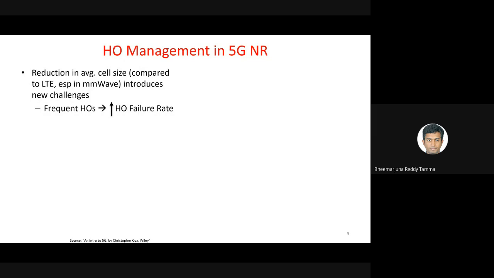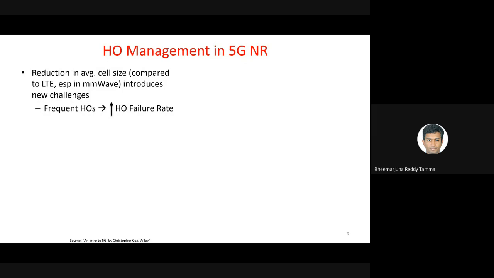And this is even more true in the context of millimeter waves, where we have extremely high path loss because of the nature of the waves that we are using there. So it brings altogether new challenges in the context of handovers. Because the average cell size is small, even when the user is moving a shorter distance, you still end up having to make a handover from one cell to another cell.